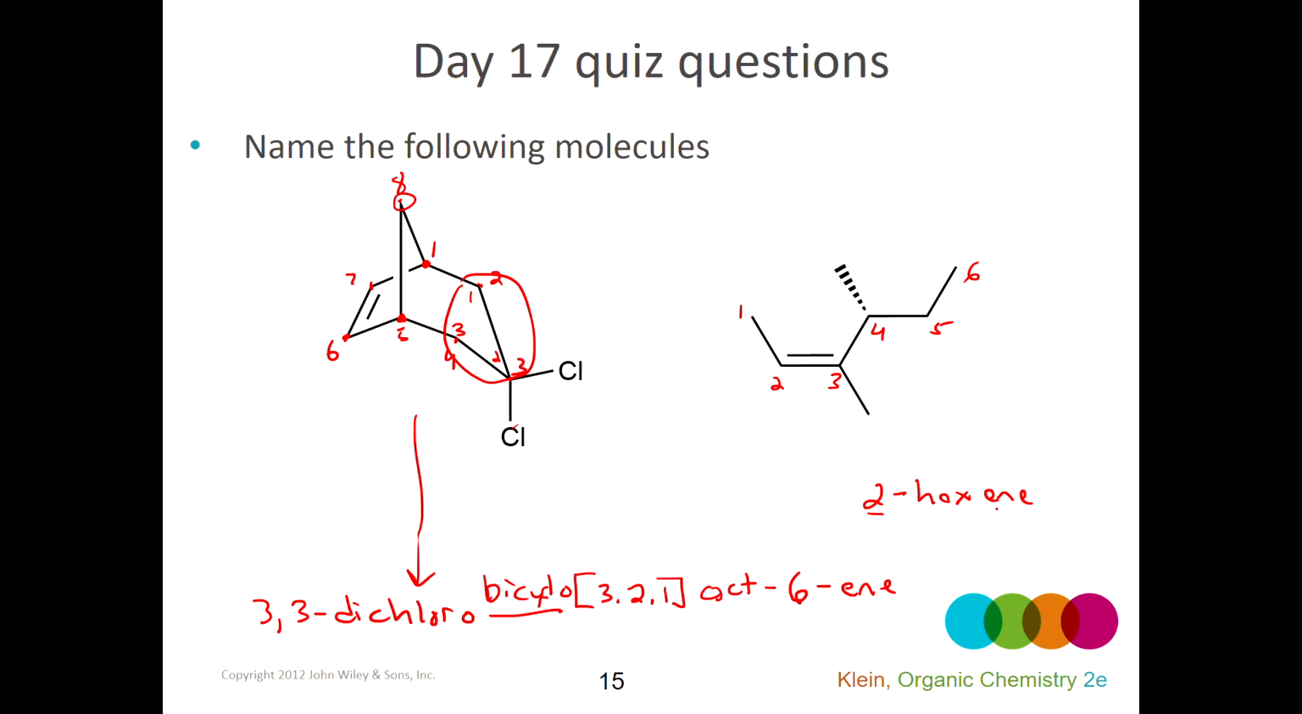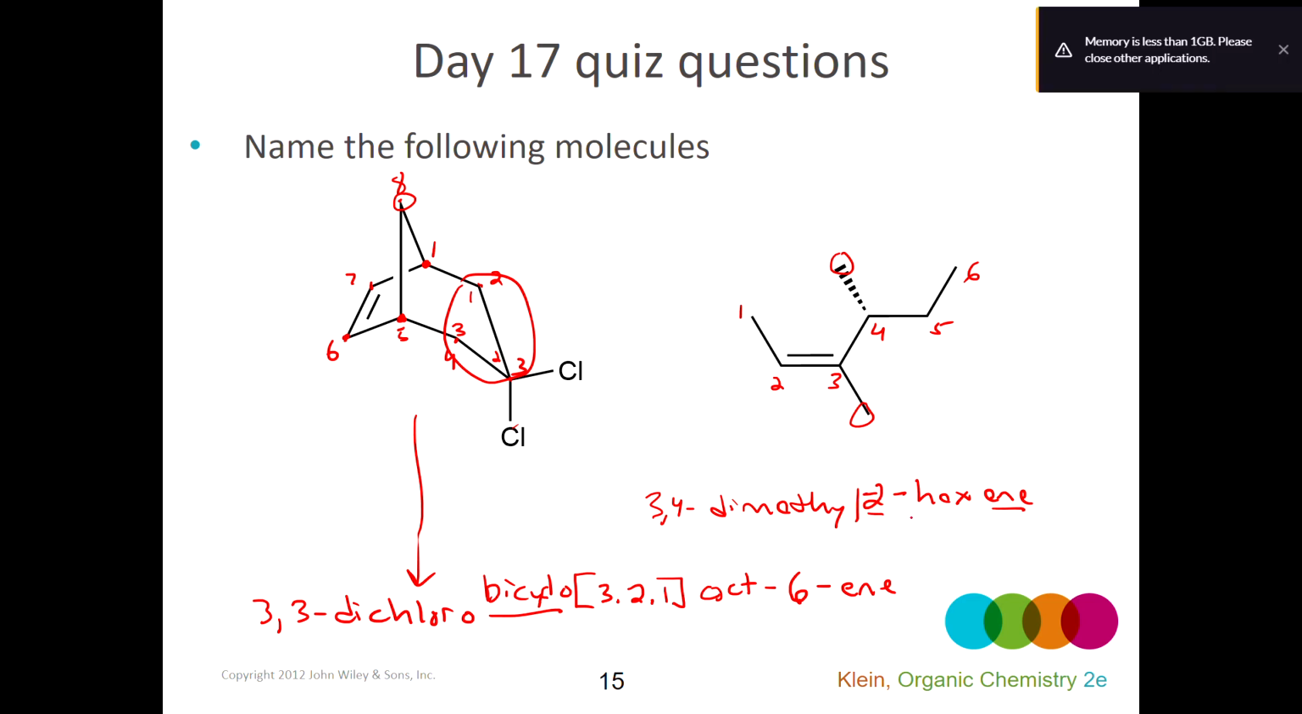So that's hex, ene. So I could do hex-2-ene or 2-hexene, either way. Putting the 2 here still tells me that the double bond starts on carbon 2 of the parent chain. And then I've got a methyl on 3 and a methyl on 4. So I'd have 3,4-dimethyl-2-hexene.